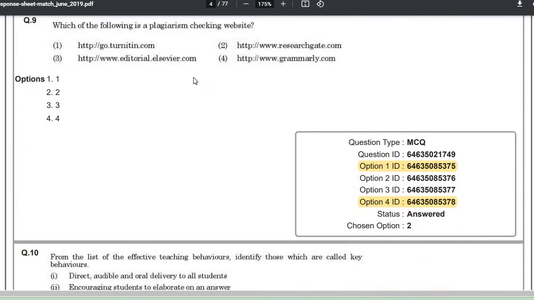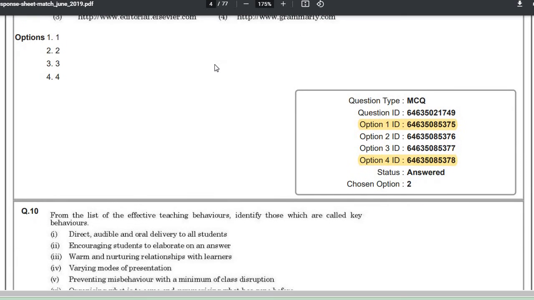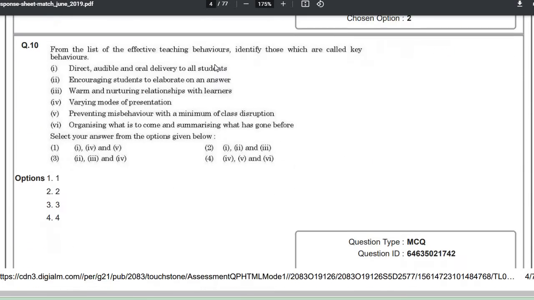Next, coming to the question number 9, which of the following is a plagiarism checking website? Normally, we are having Turnitin and Grammarly. These two are most widely used plagiarism checking websites. So 1 and 4 are the correct answers for this question, question number 9. Okay. Now coming to the question number 10.